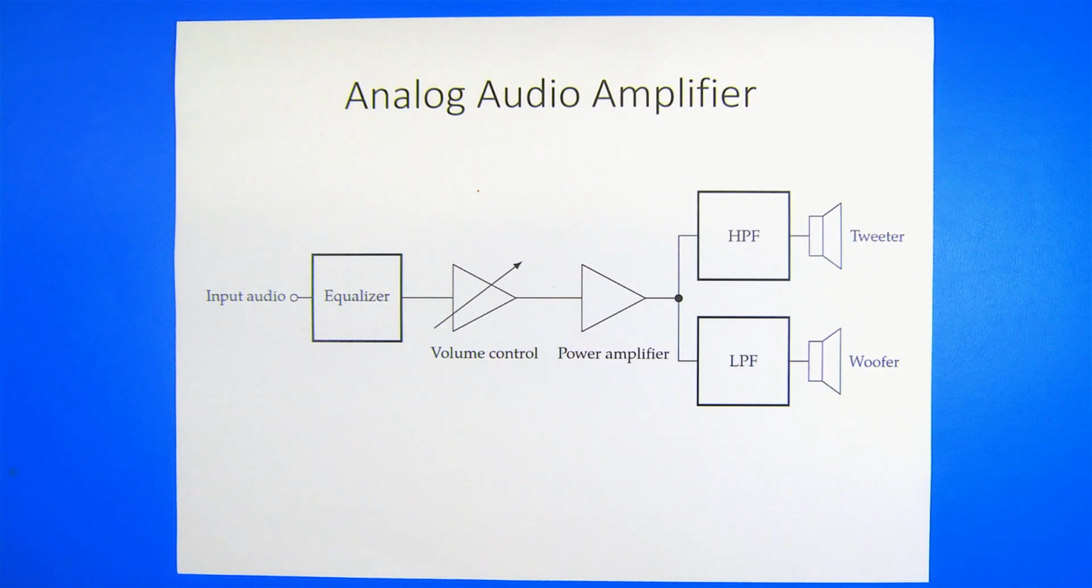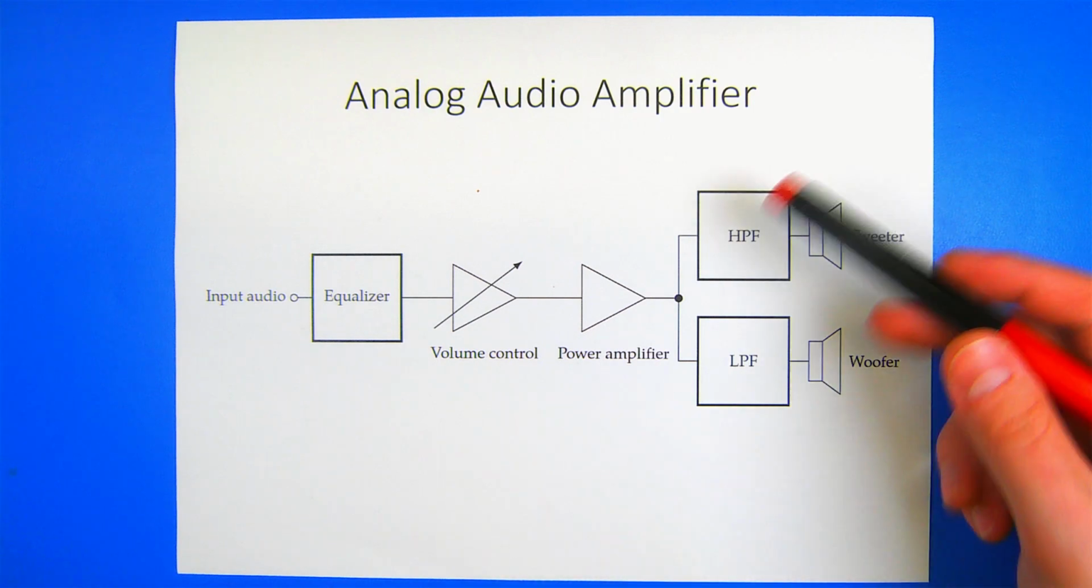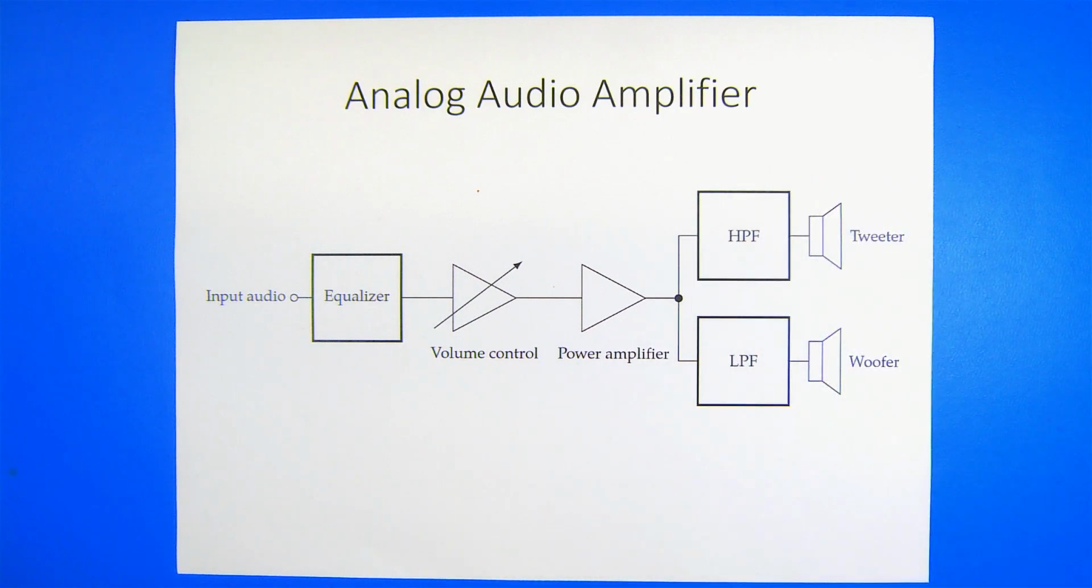To complete this project, you will need to design an analog audio amplifier, which includes an equalizer, volume control, a power amplifier, and optionally, a crossover. We will now detail the purpose and function of each of these subsystems.